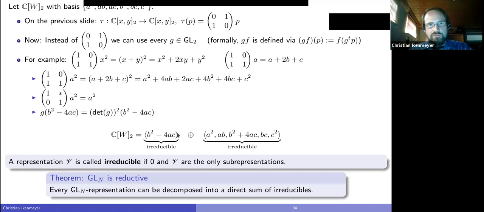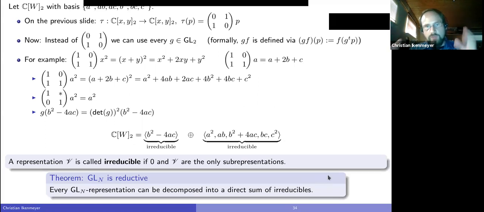So you decompose your 6-dimensional vector space into a 1-dimensional and a 5-dimensional one here. And both of them cannot be further decomposed into subrepresentations, so they are called irreducible. So you have an irreducible subrepresentation here, and you have an irreducible subrepresentation here. And this also always works. So the theorem is that GLN is reductive.